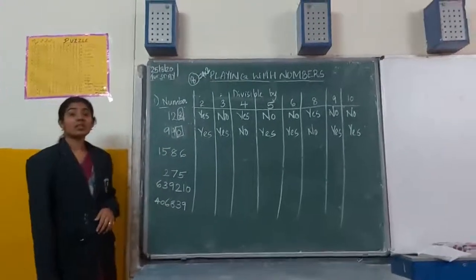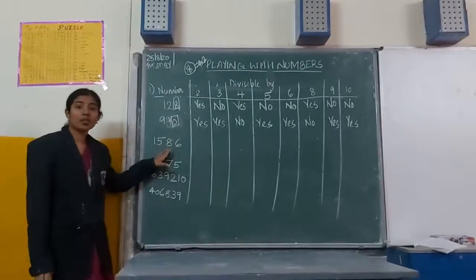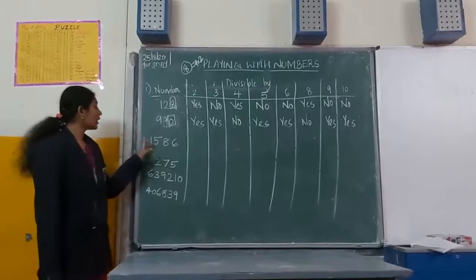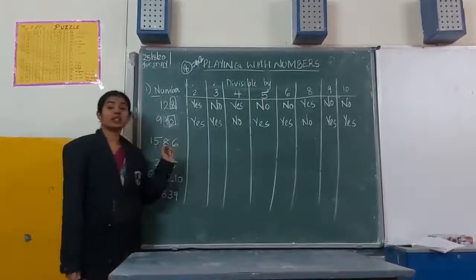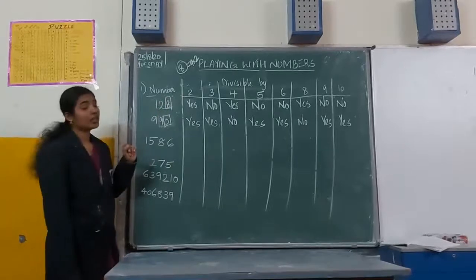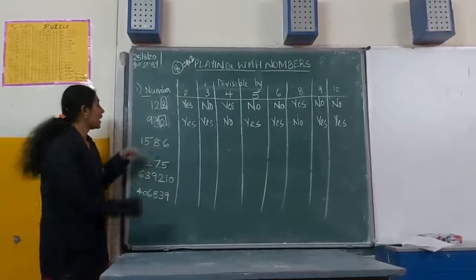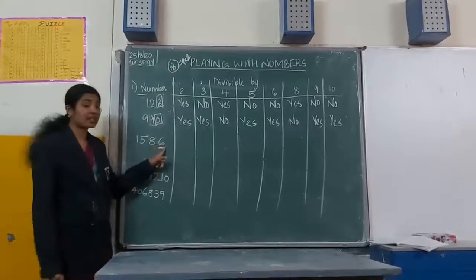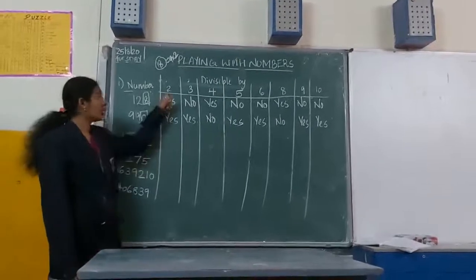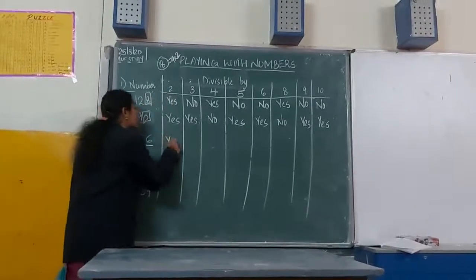The next number, that is a 4-digit number, which is that 1586. First, how to check the divisibility by 2? Last digit 6. So the rule is satisfying for 2. So we can say this one is yes.